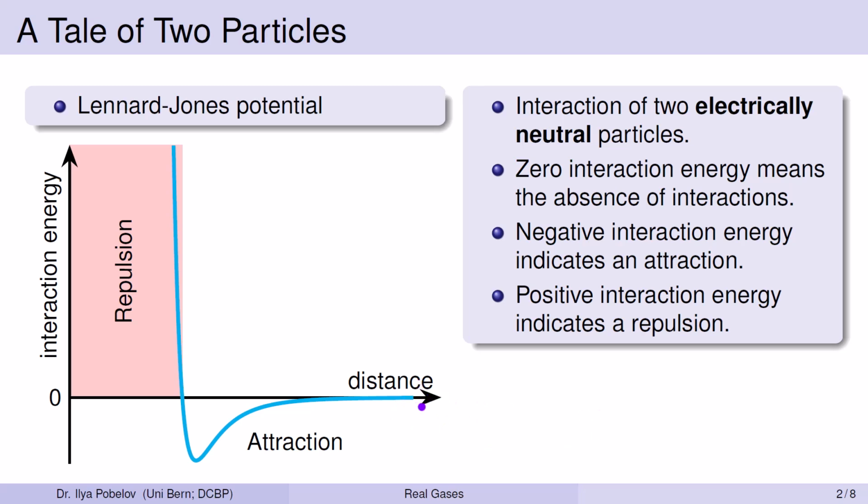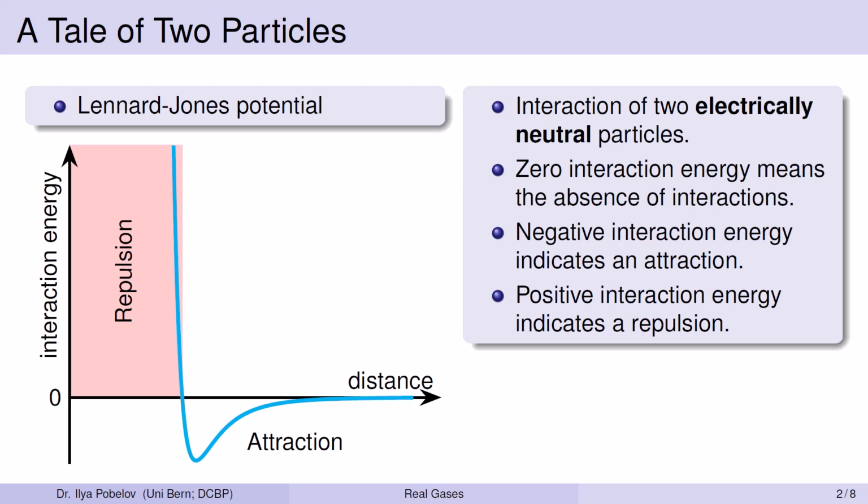We can summarize the insights provided by the intermolecular pair potential as follows. When the particles are far apart, there are no significant interactions. The energy is zero. At a moderate distance, attraction dominates. And when particles are very close, they repel each other.